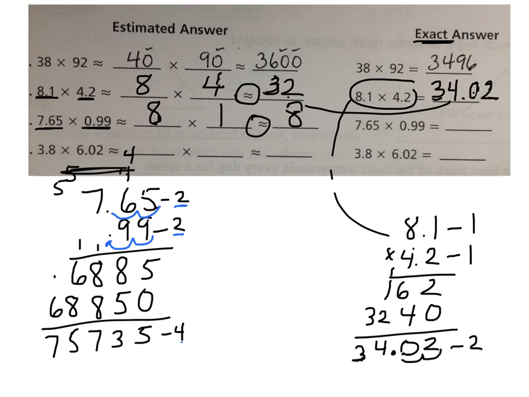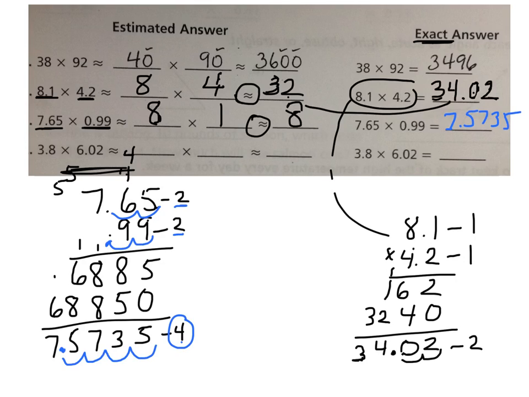So my answer has to go over a total of 4. So it's going to go over 1, 2, 3, 4, and my actual answer is 7.5735. And then I want to look, because it's going to help me know if I put my decimal point in the right spot. Is 8 pretty close to 7?